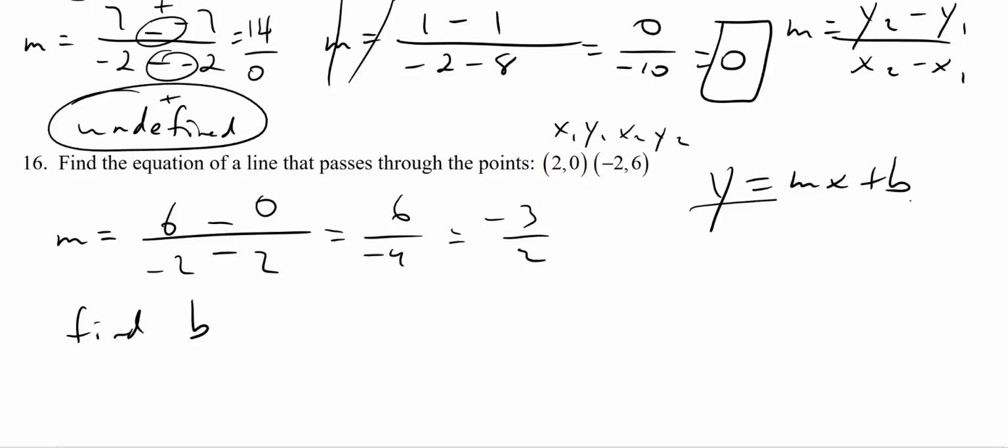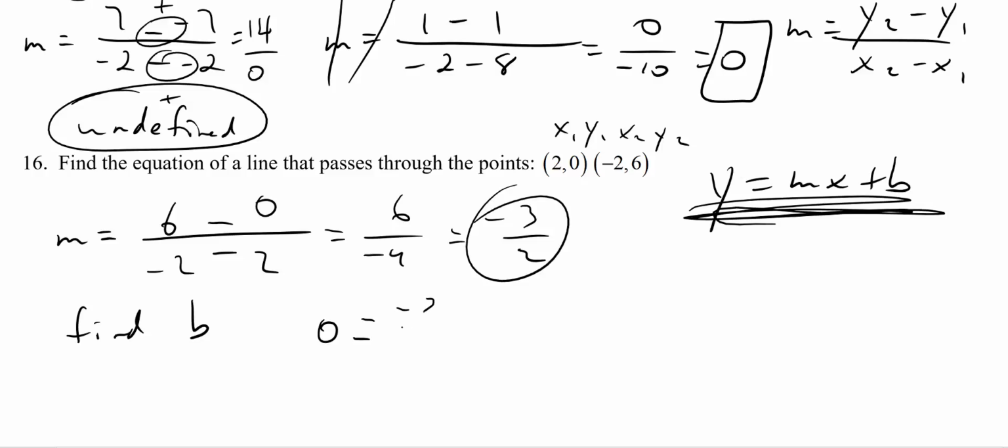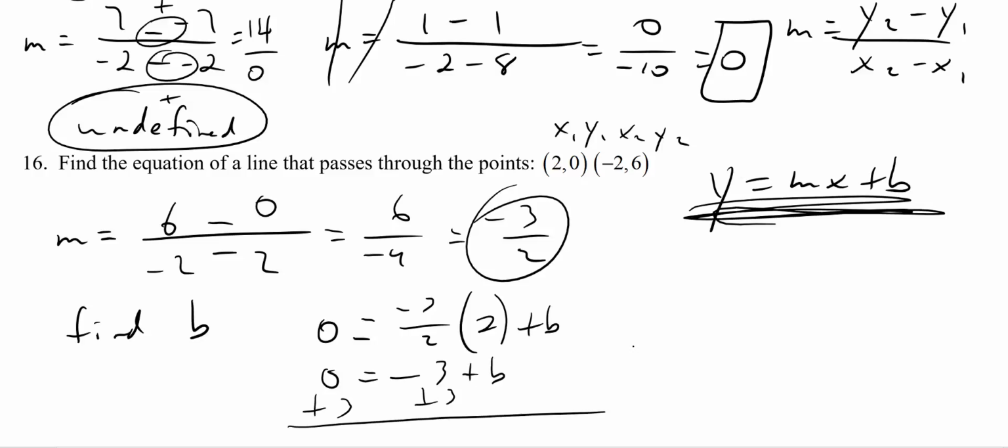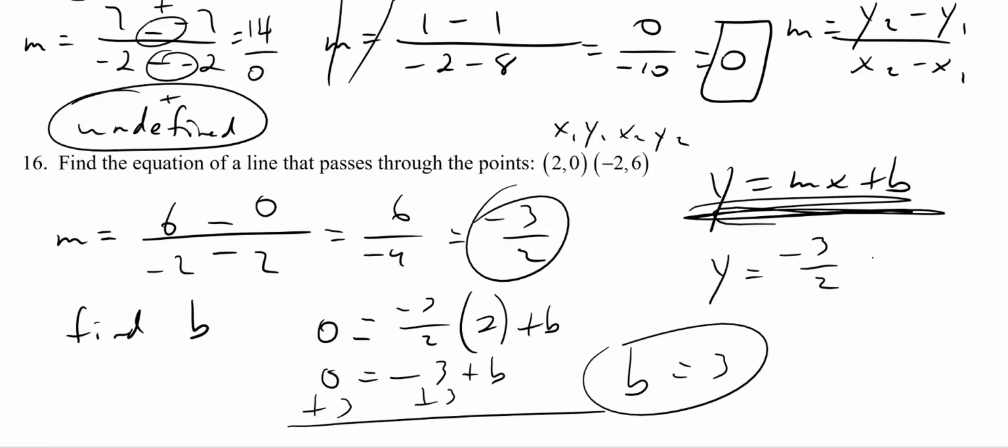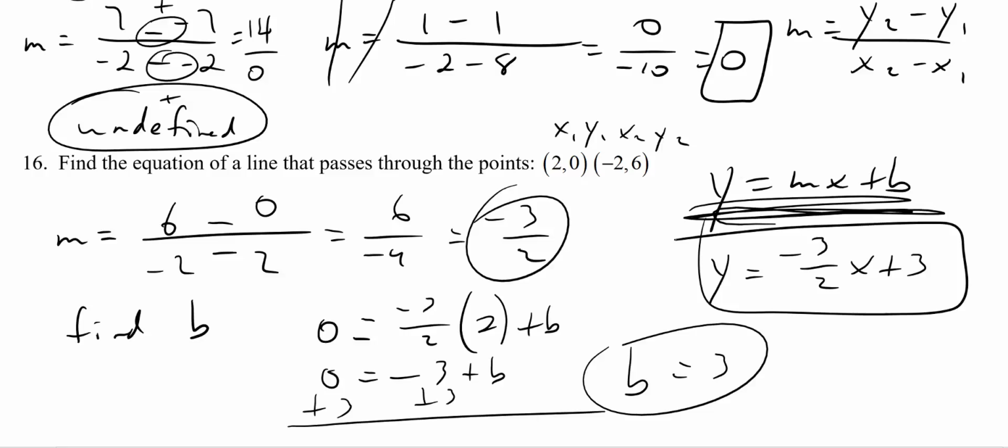And so you're going to plug that into y equals mx plus b. You're going to pick any point. I'm going to pick the easier one, so I'm going to pick the 2, 0. So y, which is 0, equals m, which is what I just figured out, negative 3/2, times x, which is 2, plus b. So if I multiply this out, I get 0 is equal to negative 3 plus b. Add 3 to both sides. So b is equal to 3. So my final answer is y equals negative 3/2 x plus 3. Okay?